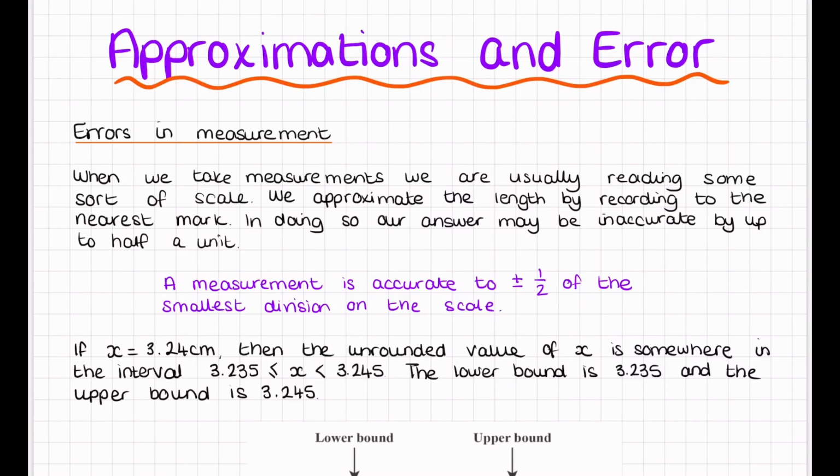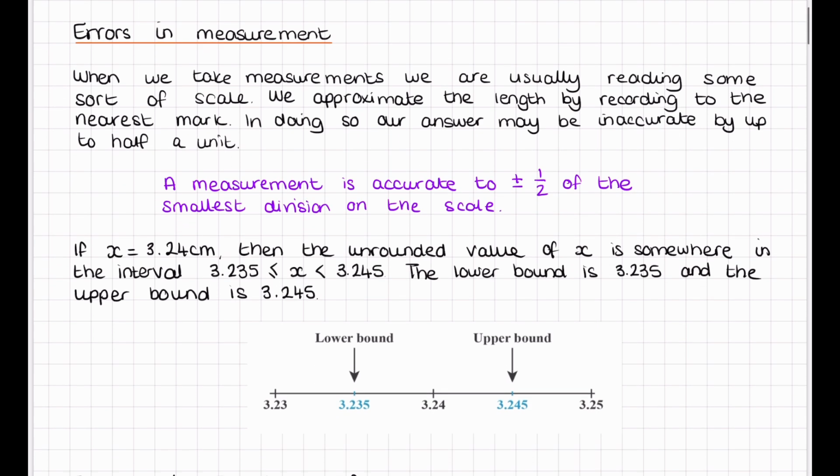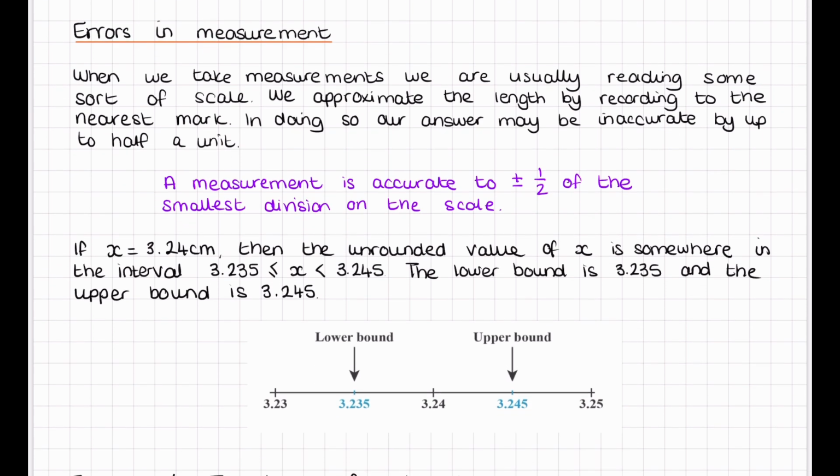In this video we're looking at approximations and error. To start off with, we're looking at errors in measurement. When we take a measurement, we are usually reading some sort of scale. We approximate the length by recording to the nearest mark. In doing so, our answer may be inaccurate by up to half a unit. So a measurement is accurate to plus or minus half of the smallest division on the scale.